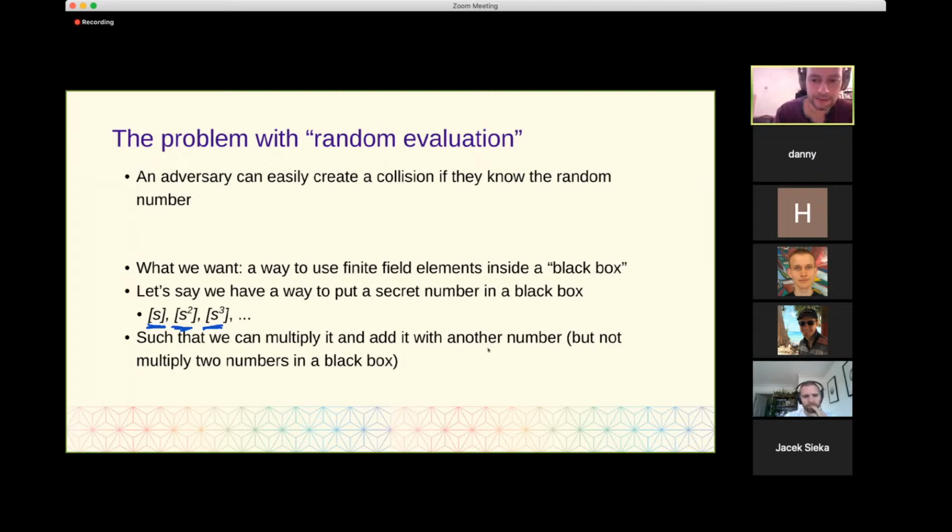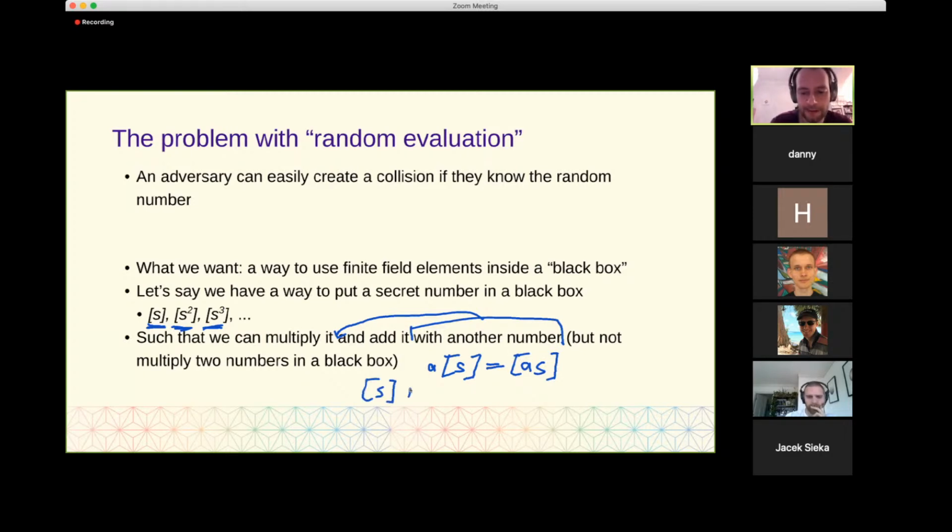I'll do a correction on the slide. Multiply it with another number, so that it should be possible, and add two of them. But what we don't want is that you can multiply two numbers in the black box. So what you want is, for example, that you can do some a times s, which would go into the black box, so that this is kind of as. And what would also be nice is if you can do s plus s squared, so that you can create another black box that has s plus s squared.